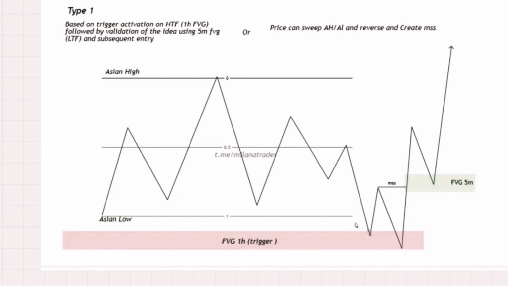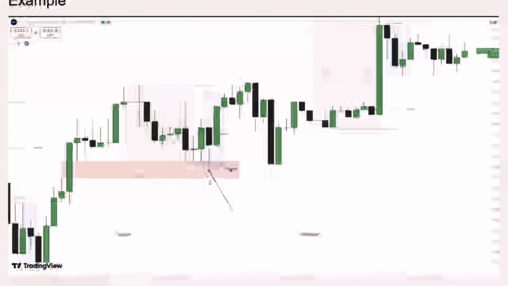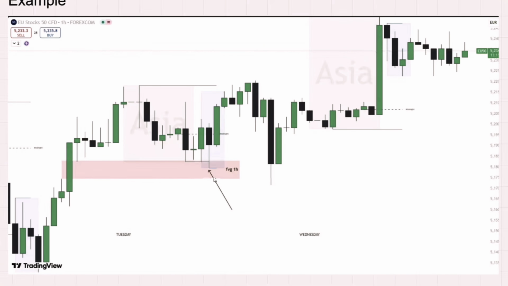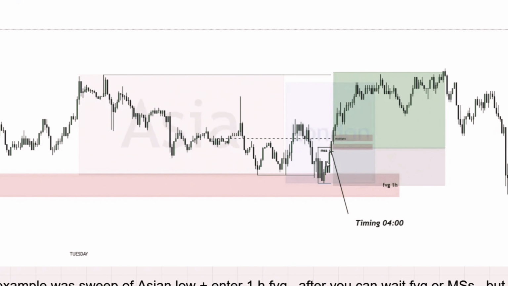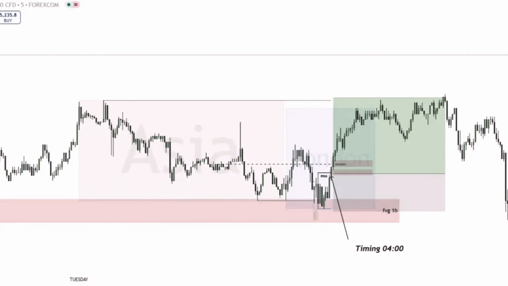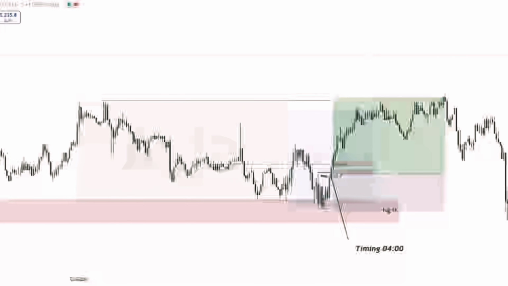And another example. Here, the fair value gap is behind the session. The price can sweep liquidity at the Asian high or Asian low, activate this trigger and reverse. Let's look at this example. Here, the 1-hour fair value gap is behind the session. The price swept the Asian low, activated the trigger, which is the 1-hour fair value gap, and reversed. And it looks like this on the 5-minute time frame. Price fills this gap, and on the 5-minute time frame, price creates a market structure shift plus a fair value gap. And I open a position at timing 4 a.m.